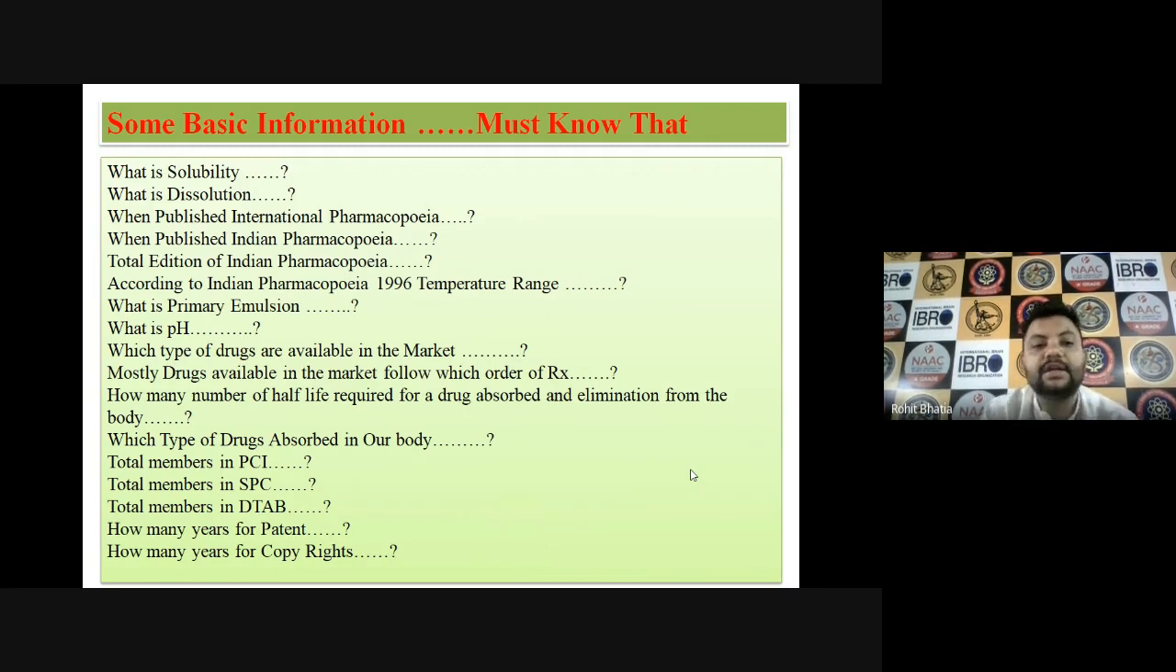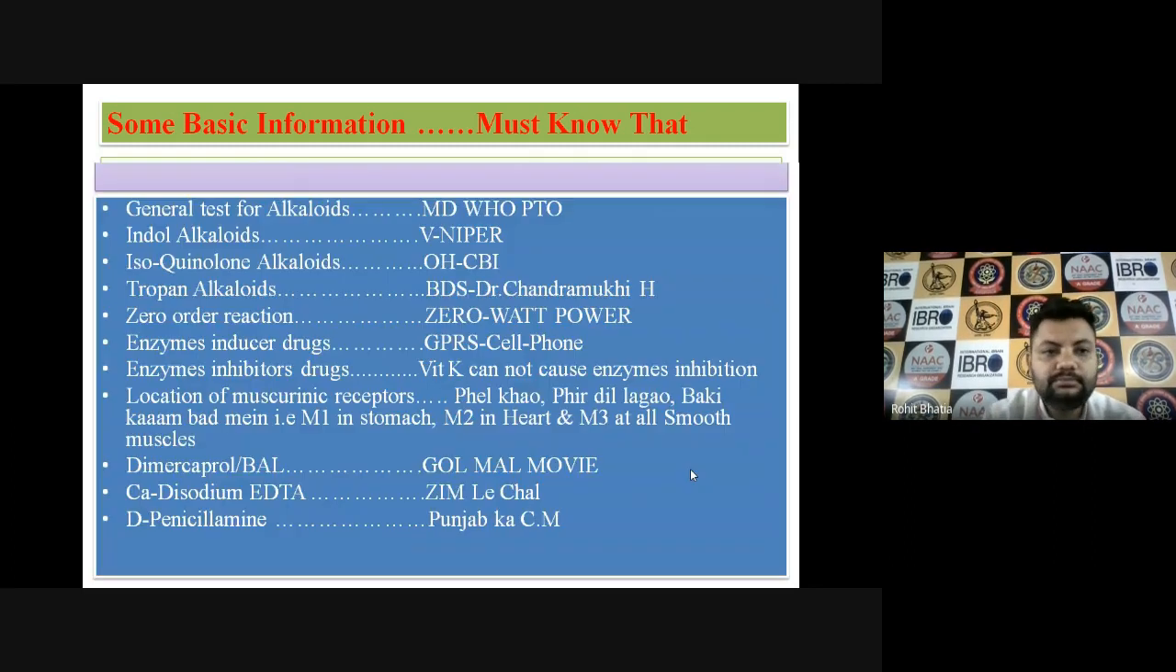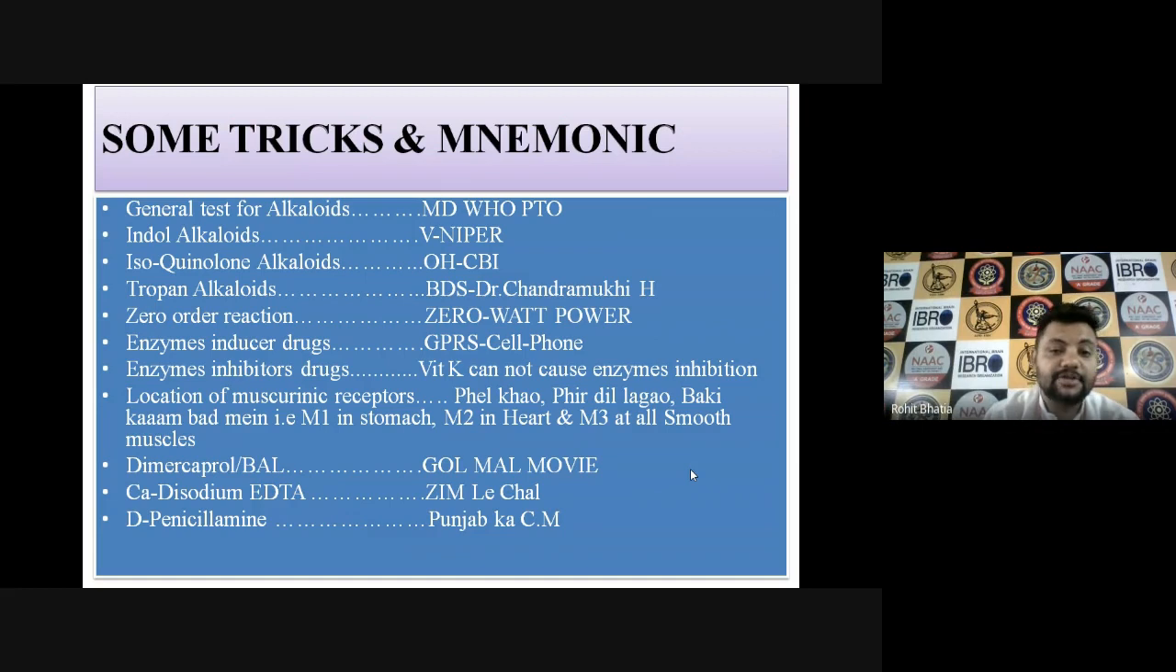for copyright grant. So these are very basic questions, and you are directly getting 2 or 3 questions from this basic information. So everybody should know at least these basics. So there are some tricks which the students can prepare for themselves. Suppose taking an example for general test for alkaloids.